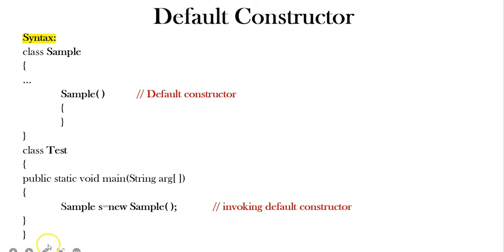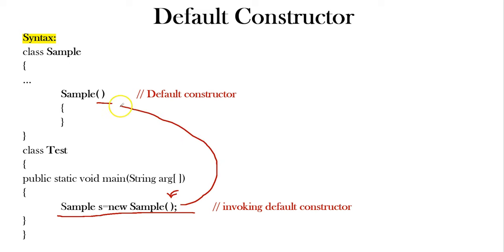So the default constructor of the class has no arguments. It has the same name as the class name and it does not have a return type, as per all the properties. And how this default constructor will be invoked is whenever you create an object for a class with zero arguments, that is, no arguments. In this case, the default constructor of the class will be invoked.